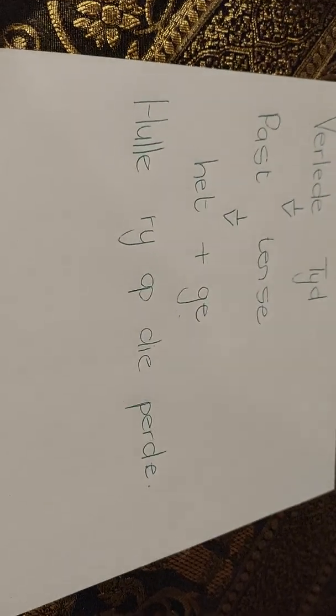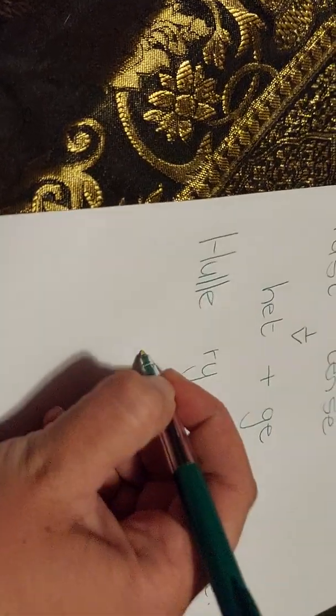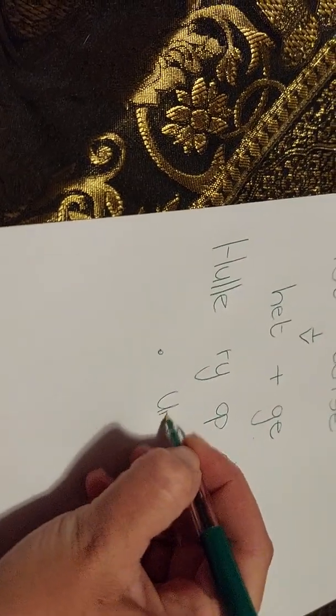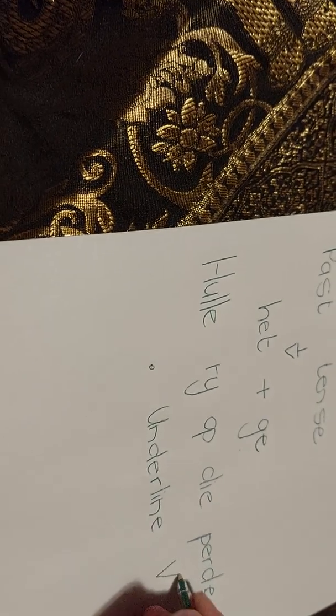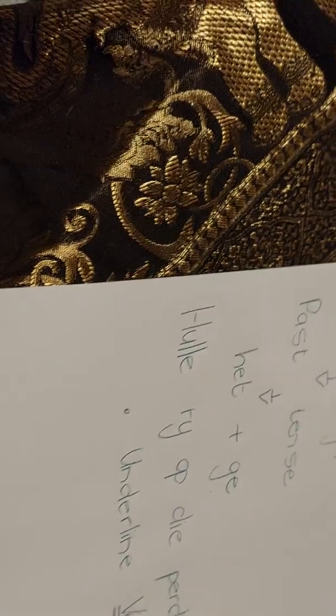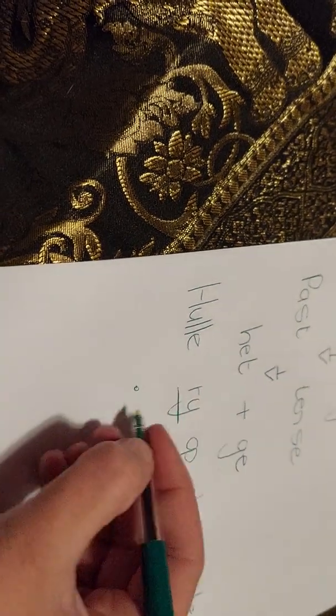Okay, so let's look at a sentence. Hulle ry op die perde. Okay, verlede tyd, same as toekomende tyd, we always follow steps. Your step 1 will be underline your verb. Okay, what is your verb? Remember, your verb will always be after the subject. So in this sentence, our verb is ry.